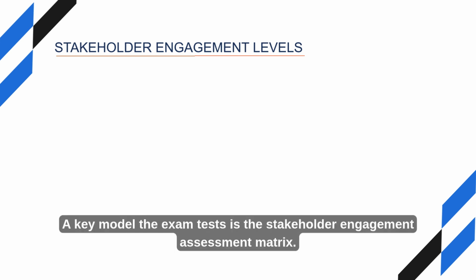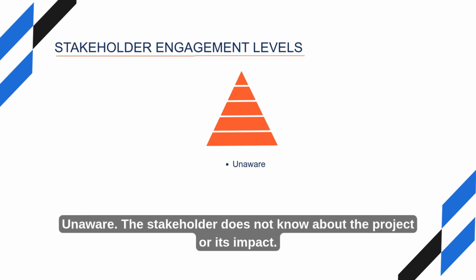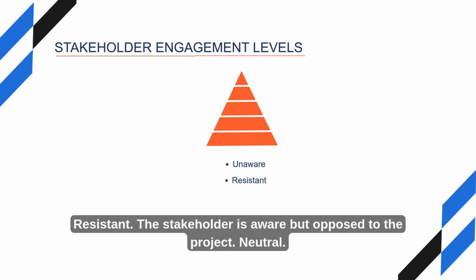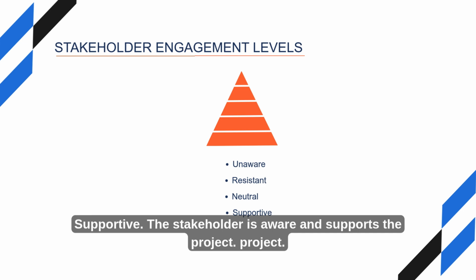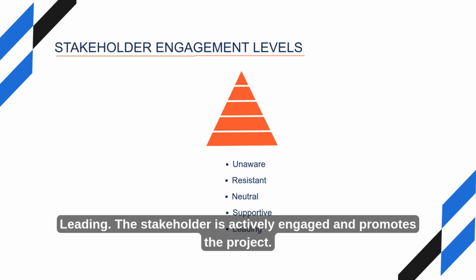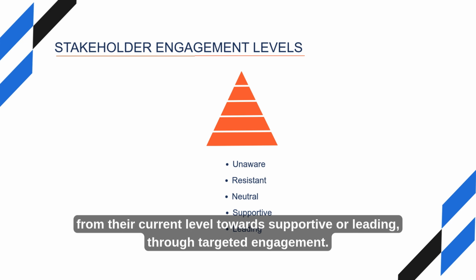Stakeholder engagement levels. A key model the exam tests is the Stakeholder Engagement Assessment Matrix. It describes 5 levels of stakeholder engagement. Unaware. The stakeholder does not know about the project or its impact. Resistant. The stakeholder is aware but opposed to the project. Neutral. The stakeholder is aware but neither supports nor opposes. Supportive. The stakeholder is aware and supports the project. Leading. The stakeholder is actively engaged and promotes the project. The project manager's job is to move stakeholders from their current level towards supportive or leading through targeted engagement.